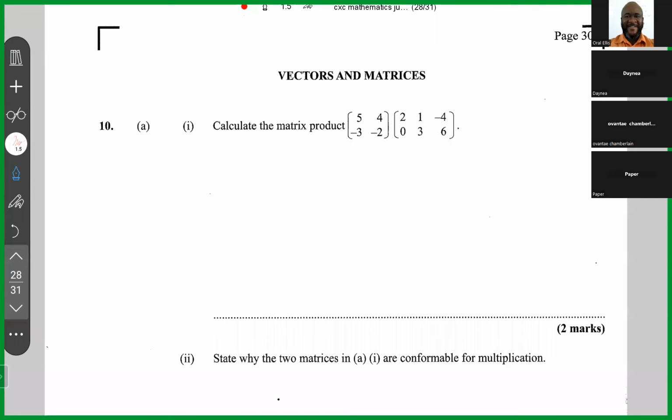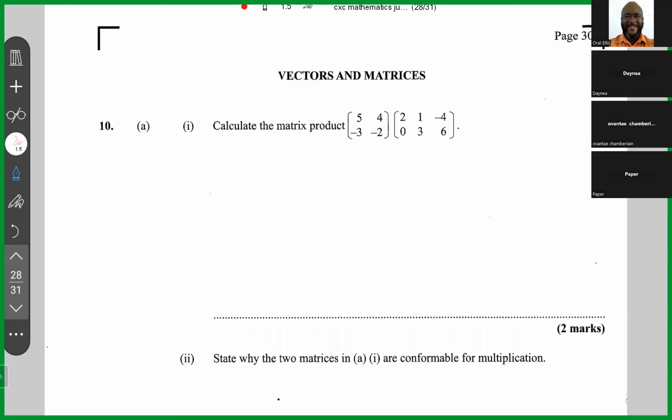Question number 10 says, calculate the matrix product, that matrix times that matrix. Guys, when someone asks for the matrix product, they're asking you to multiply. Product is the answer you get when you multiply. So if somebody says, calculate the matrix product, they're asking you to multiply the two matrices.